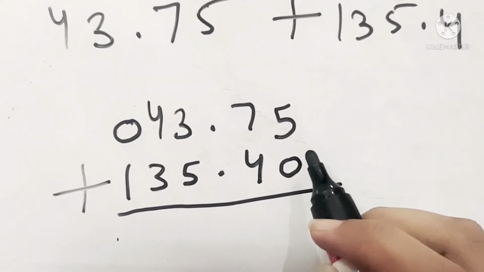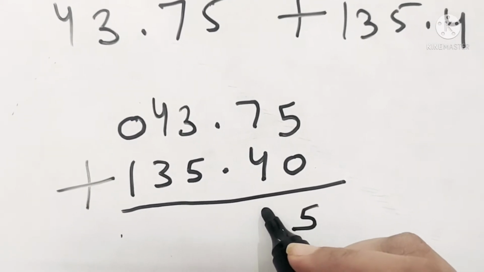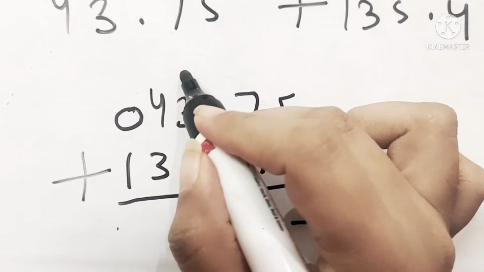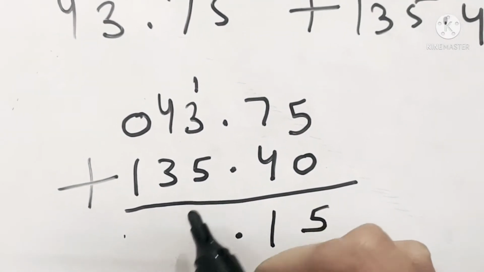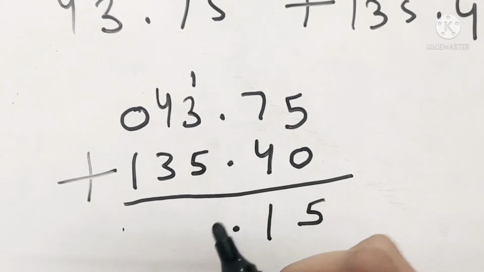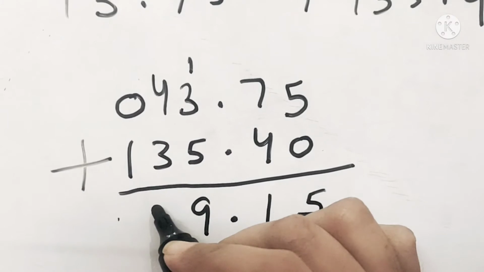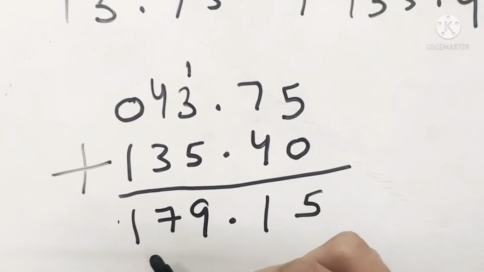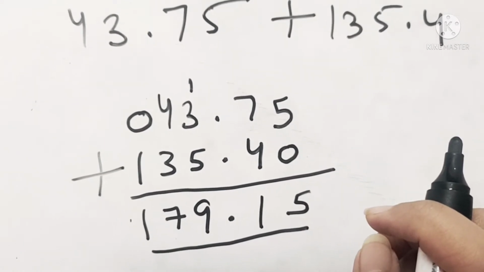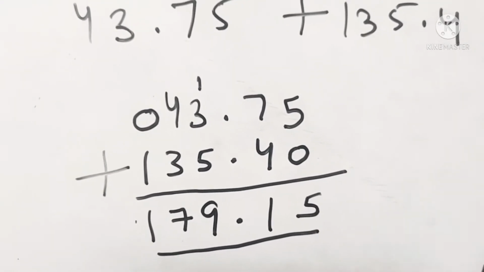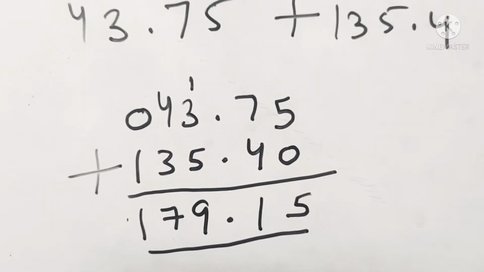Now simply we have to add them. 5 plus 0 will give me 5, 7 plus 4 will give me 11. So 1 I will write down here and 1 will be carried. Decimal will come in the same place. After that 1 plus 3 is 4 and 4 plus 5 is 9. So 9 will be written. 4 plus 3 is 7 and 0 plus 1 is 1. So the final answer is 179.15. I hope it was clear to you. It was very easy. So again we will be taking 3 examples in this session.